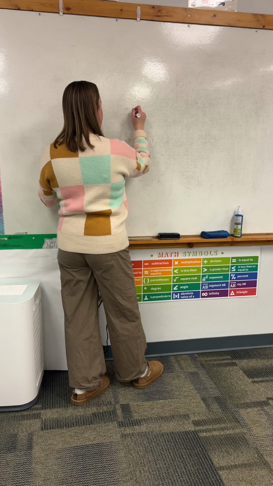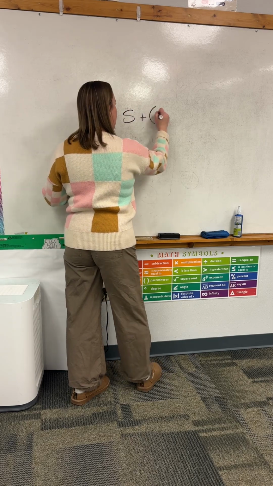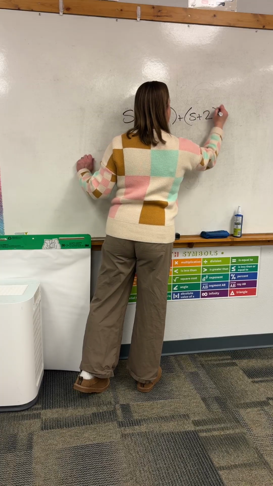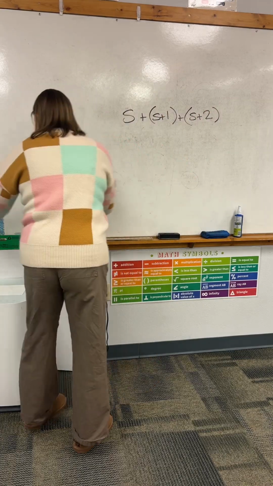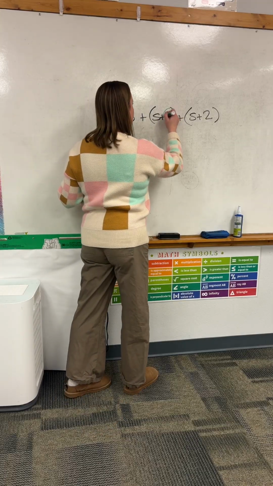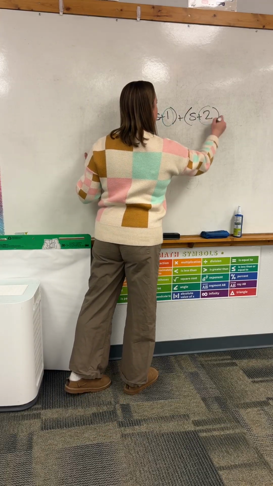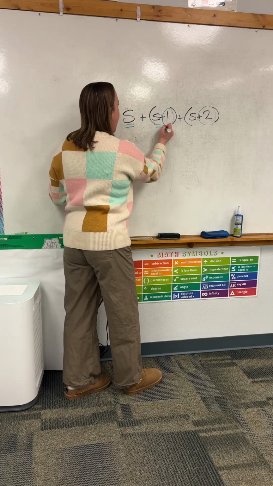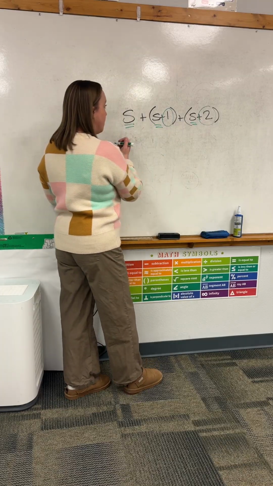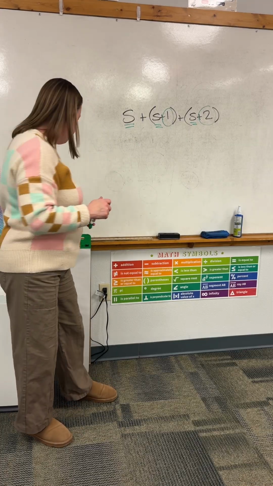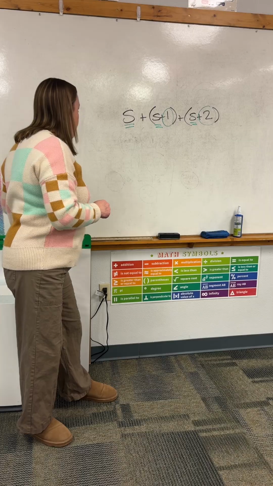So s plus 1 plus s plus 2. So everything that is the same, in other words, everything that is a constant, remember that that's just the numbers that don't change, so positive 1, positive 2, and then everything that's a variable, and it has to be the exact same variable, so those are all s's. If one of them was like s squared, that wouldn't be the same variable. So we are going to combine everything that's the same.